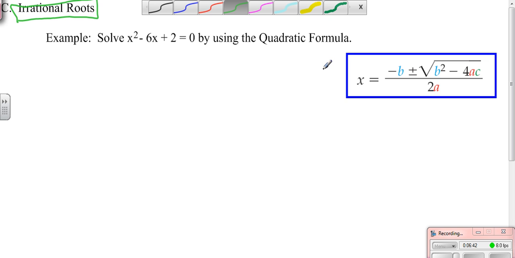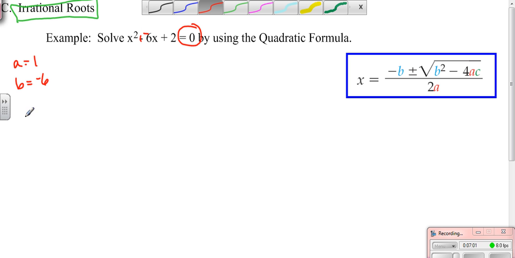Now, sometimes we can get irrational roots. Now remember, irrational numbers are non-repeating decimals. A lot of times they are square roots. So when I go to apply the quadratic formula here, I've got it equal to 0, so I'm good. A is 1, B is negative 6.